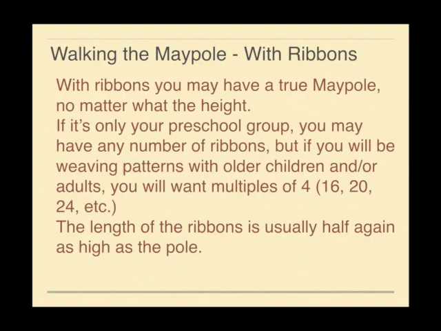As you're laying out the ribbons or establishing your pole, the length of the ribbons is usually half again as high as the pole. If you've got a 10-foot pole, your ribbons would be about 15 feet. There's a link for you to our Pinterest page, which also has some instructions on constructing a maypole, and especially how to establish the crown with the ribbons on it.